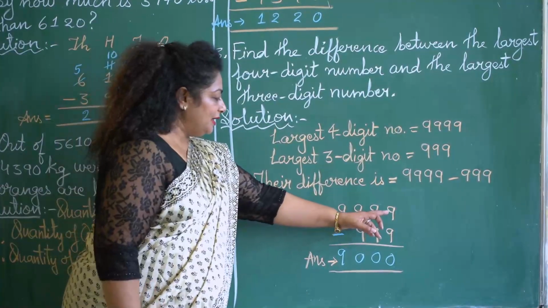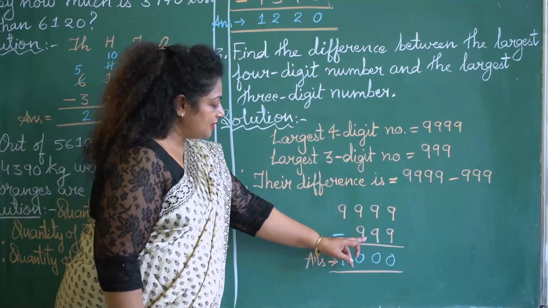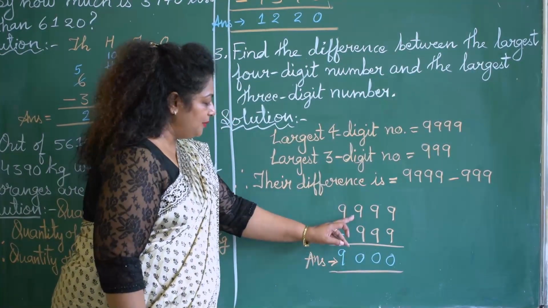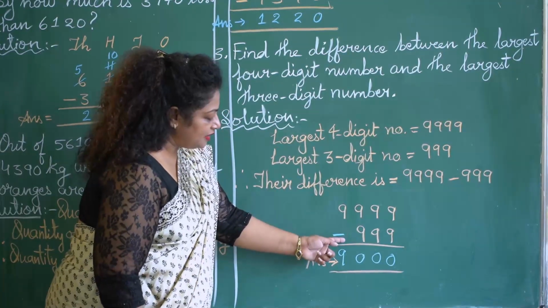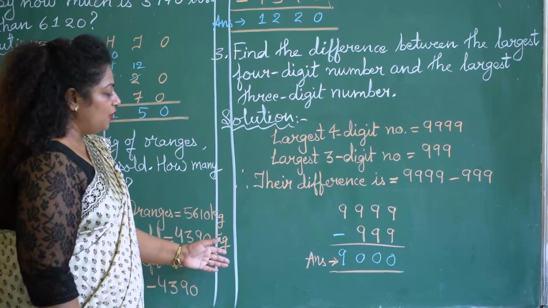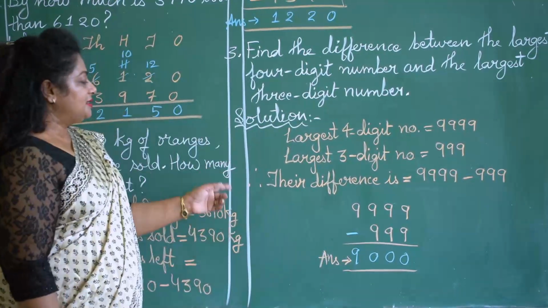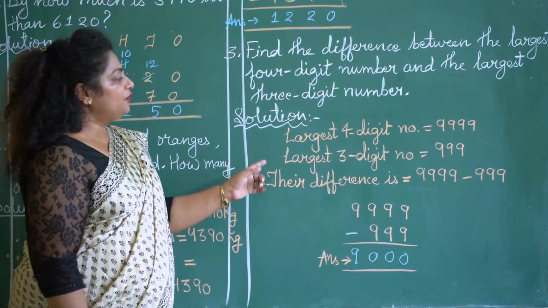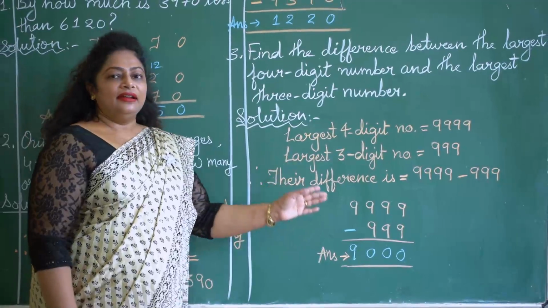So let us subtract. 9 minus 9 will give you 0. 9 minus 9 will again give you 0. Then 9 minus 9 will again give you 0. And this 9 is left. Nothing is below it. So 9 will be written as it is. So the answer we got is 9000. This number 9000 is the difference of 9999 and 999.